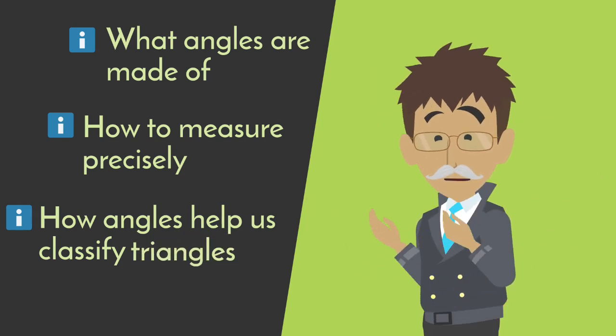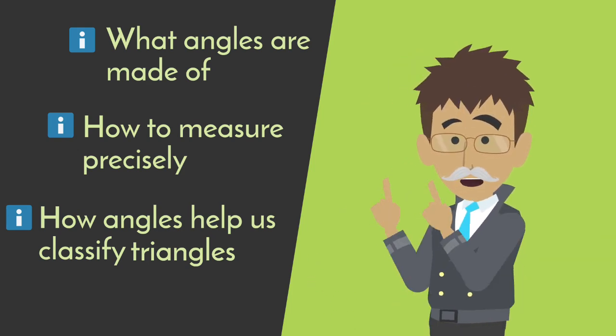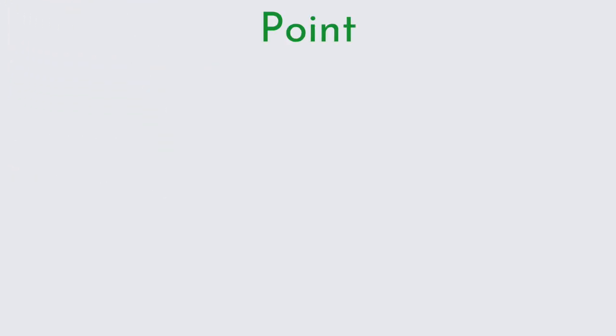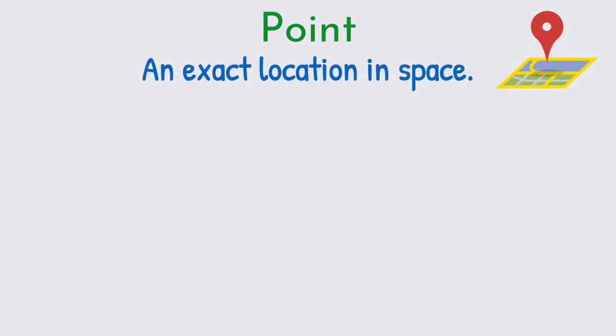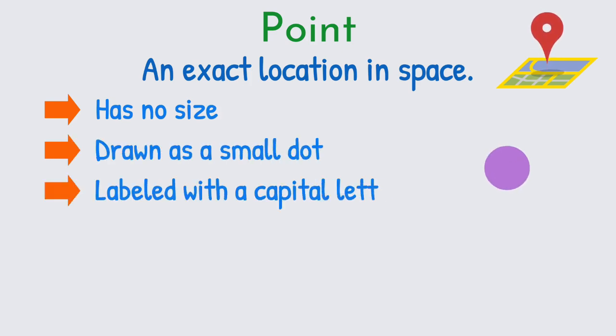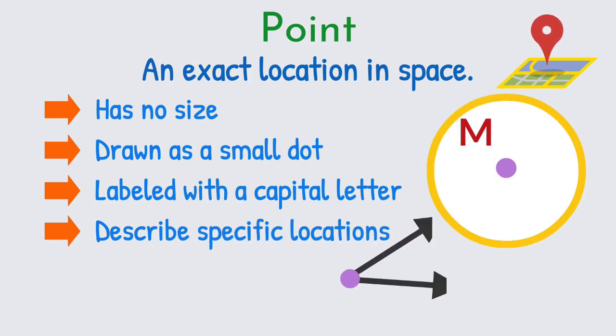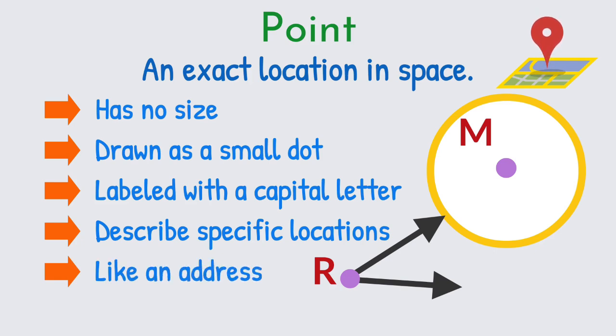Every angle starts with a single exact location. So, let's begin there. Point. An exact location in space. A point has no size, but we draw it as a small dot and usually label it with a capital letter. Points can describe specific locations like the center of a circle or the corner of an angle. Think of a point as an address. It tells you exactly where something is located.